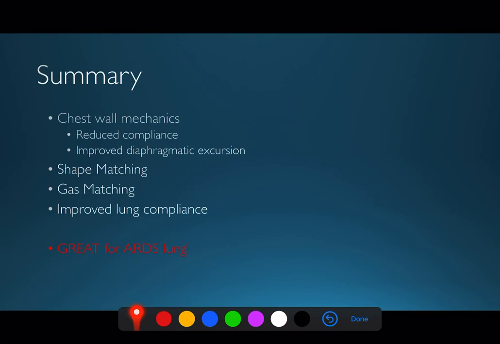And finally, you're going to be improving lung compliance. If you remember back to the collapsed balloon, the semi-inflated balloon and the over-inflated balloon, we're going to be in the sort of semi-inflated balloon part for the alveoli throughout the lung itself. And therefore, we're going to massively improve the amount of pressure that we need to get a big change in volume, i.e. to ventilate the patient. And for all of these things, it seems great for ARDS patients, and that's why we use it for patients with severe respiratory failure.